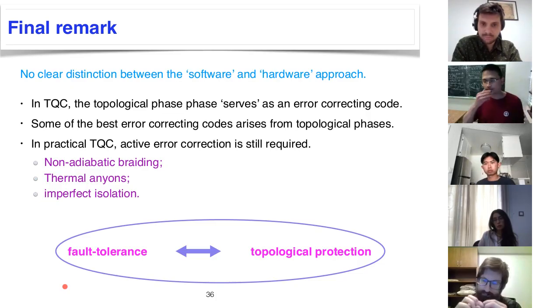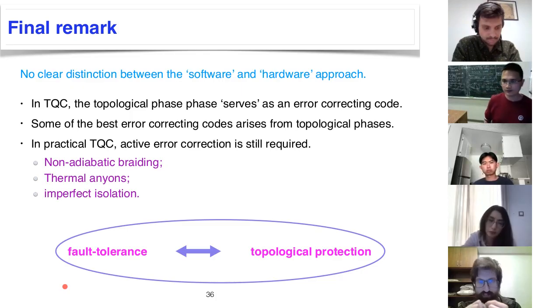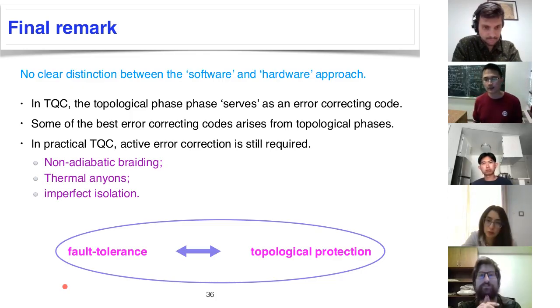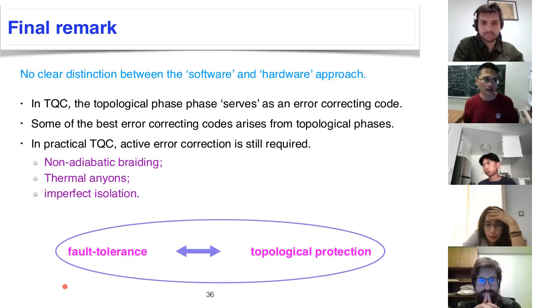I just want to end my talk with maybe a philosophical comment on the relation of the two approaches for fault-tolerant quantum computation. Essentially, whatever approach you implement, fault tolerance seems in one way or another related to topological protection. And with that, I'm going to end my talk. Thank you.